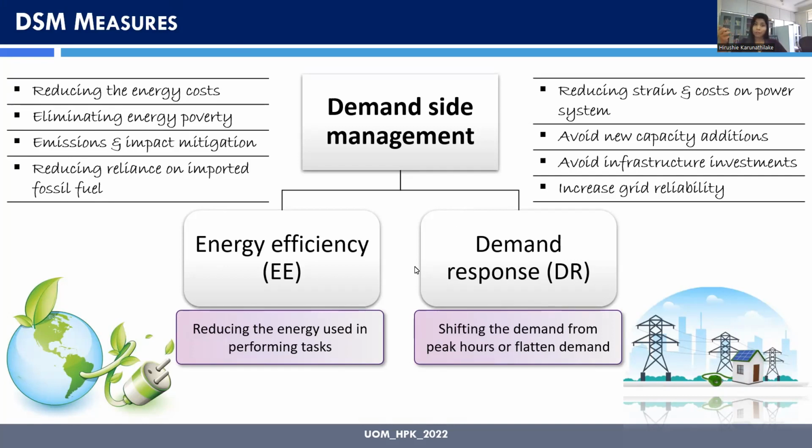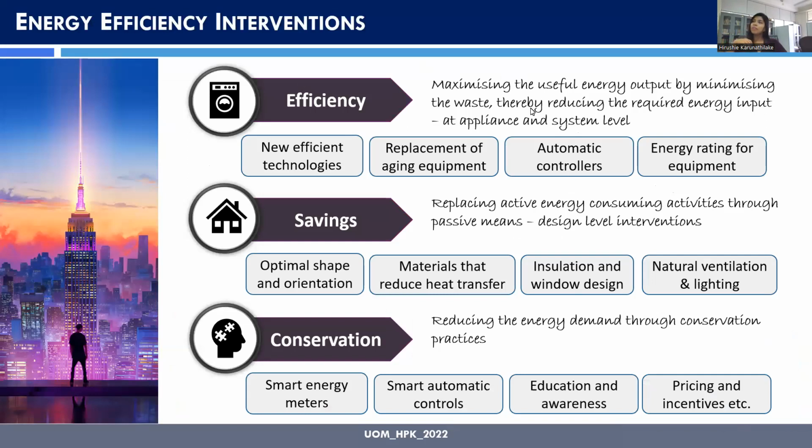Other benefits of both energy efficiency and demand response are that we can reduce the strain and the costs on the power system: the need for additional power infrastructure, the strain on the existing generation, transmission and distribution infrastructure, avoid new capacity additions, and increase grid reliability. So all of these benefits can be achieved by simply taking an effort to do demand-side management initiatives. Now, energy efficiency can be achieved by technical or design means, and demand response can be introduced through policy or behavioral interventions. So here you see some of the specific interventions.